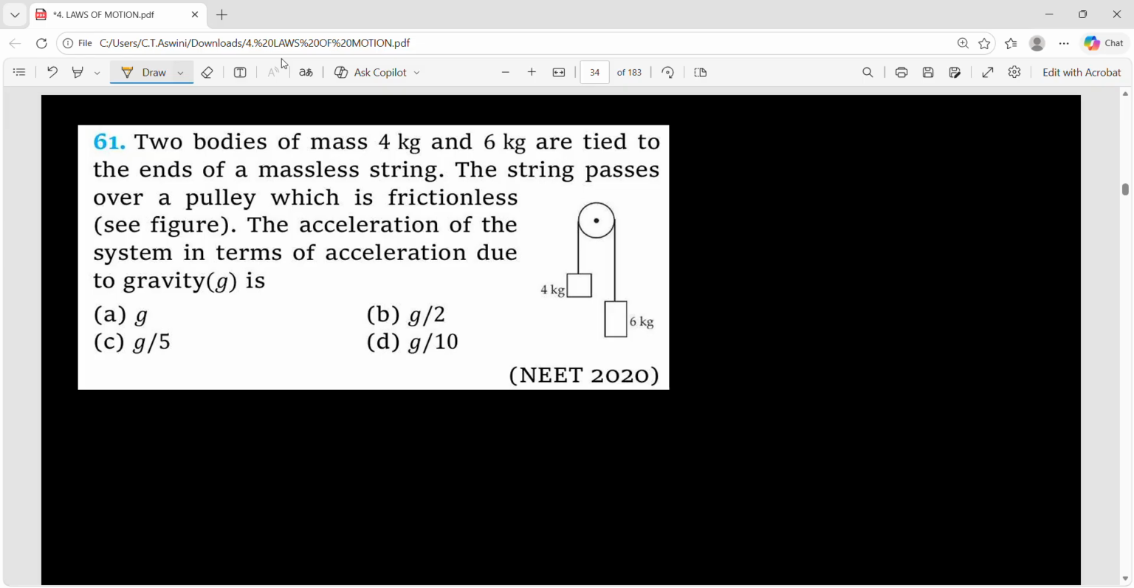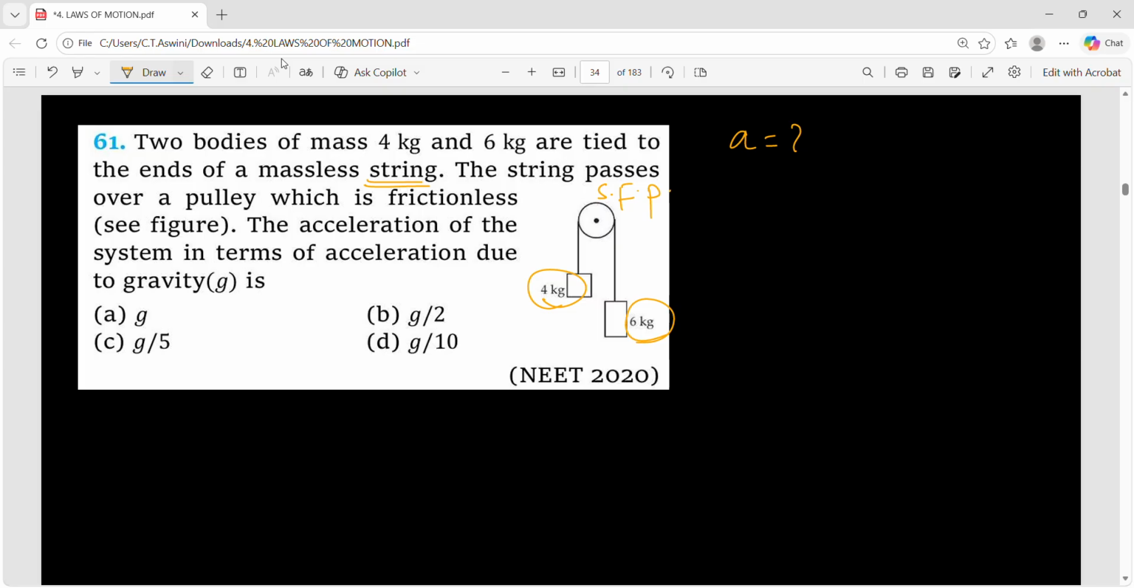See this question. Two bodies of masses 4 kg and 6 kg are tied to the end of a massless string. String in the sense you'll have tension in it. The string passes over a pulley. And how many pulleys are there? Only one pulley. So this is a single fixed pulley system, which is frictionless. Fine. The acceleration of the system in terms of the acceleration due to gravity. So you have to find the a value.